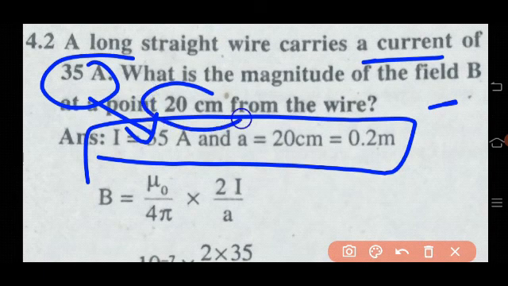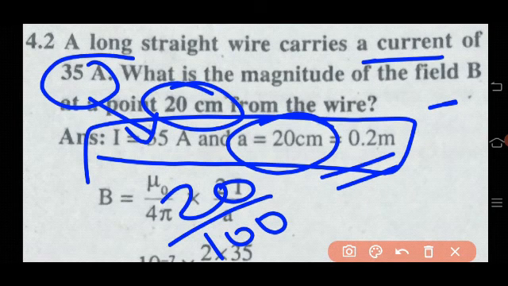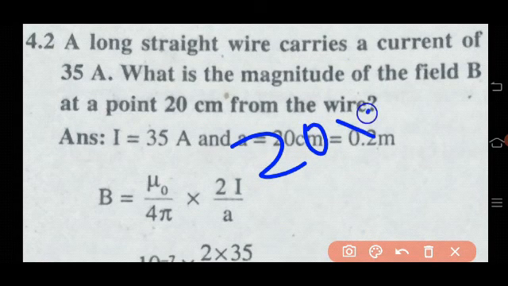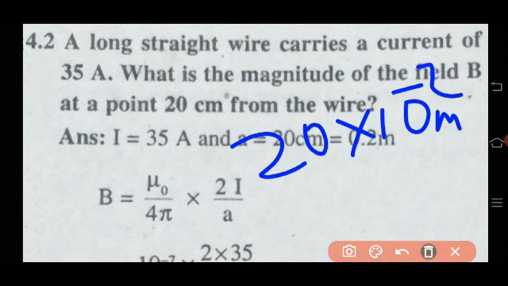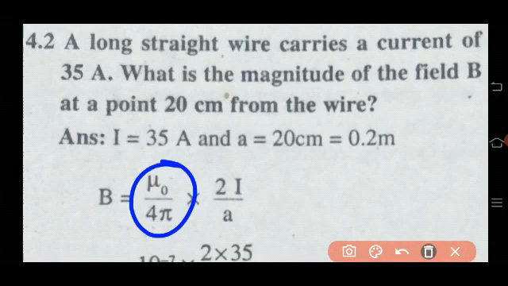Then the distance or the radius is given, that is A equal to 20 centimeter. So 20 centimeter convert into meter. So 20 by 100, the 0 cancels, that is 0.2 meter. Or you can write it as 20 into 10 to the power of minus 2 meter. Clear? Then just substitute. So we know the mu naught by 4 pi value.